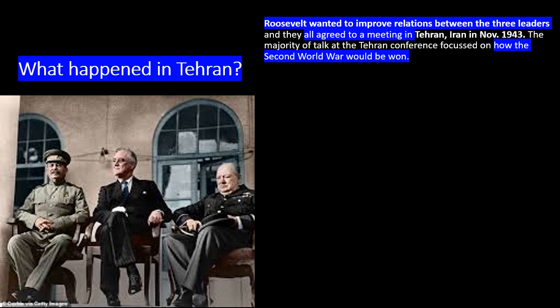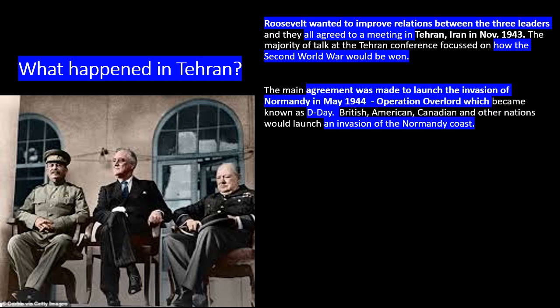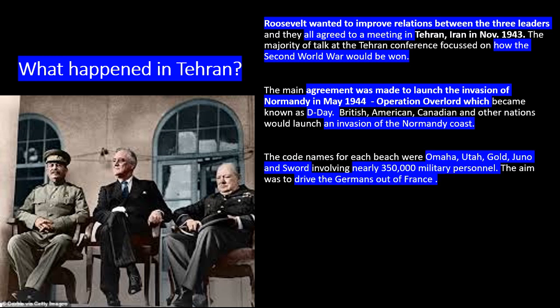These are the kind of things that they agreed upon. They agreed to meet, obviously, and they looked at how they're going to win the war. They agreed that they were going to invade Normandy in May 1944. They called it Operation Overlord, it became known as D-Day, and it actually started in June, the 6th of June 1944. Okay, that was when the beaches were attacked by the Allies.